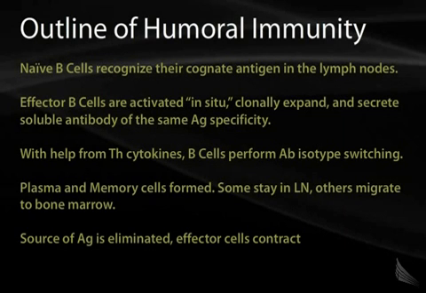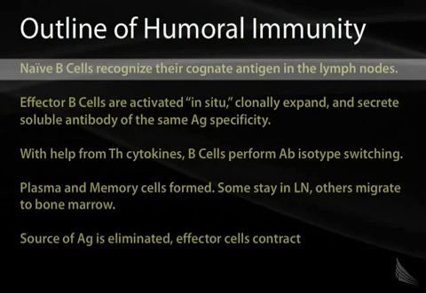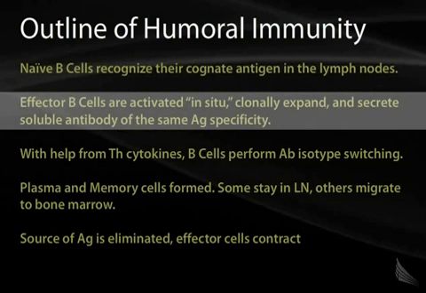So, in a textual format, this is kind of what we just saw. Naive B cells recognize their cognate antigen in the lymph nodes. Effector B cells are activated in situ, meaning that they're activated right there on the spot. They clonally expand and they secrete soluble antibody of the same antigen specificity. So the specificity that's on the B cell receptor is the exact same specificity of the antibodies that these plasma cells start to pump out.